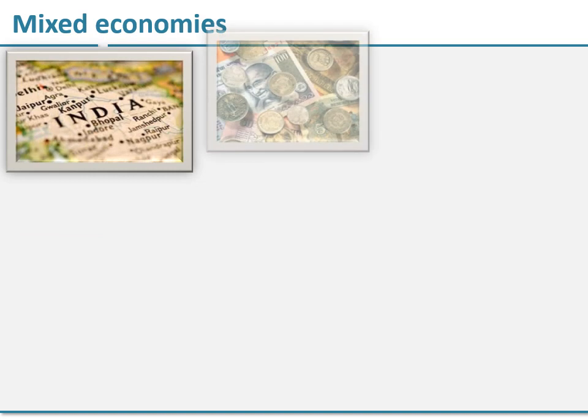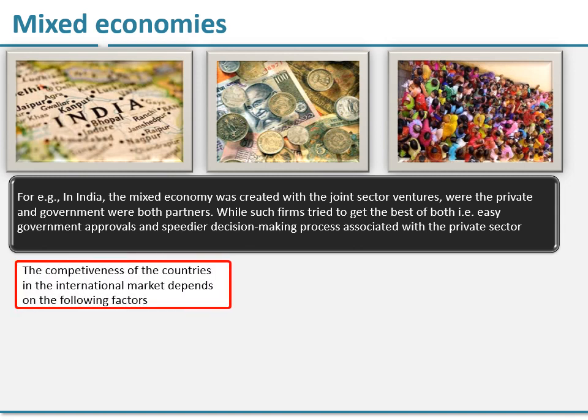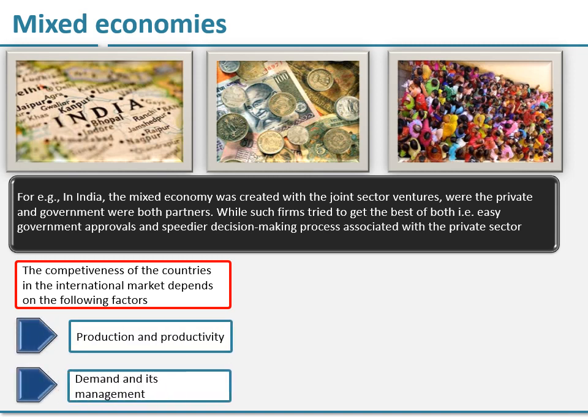Mixed economies. For example, in India, the mixed economy was created with the joint sector ventures where the private and the government were both partners. Such firms try to get the best of both, that is, easy government approvals and the speedier decision-making process associated with the private sector. The competitiveness of the countries in the international market depends on the following factors: production and productivity, demand and its management.